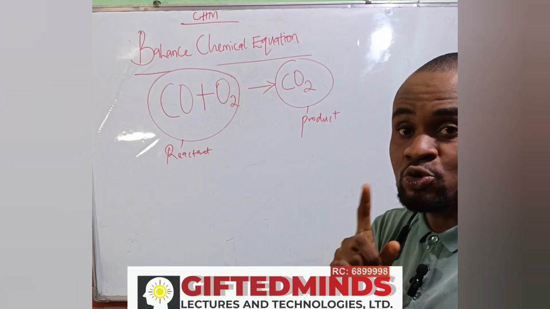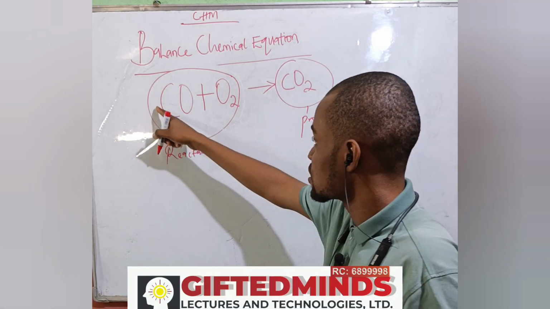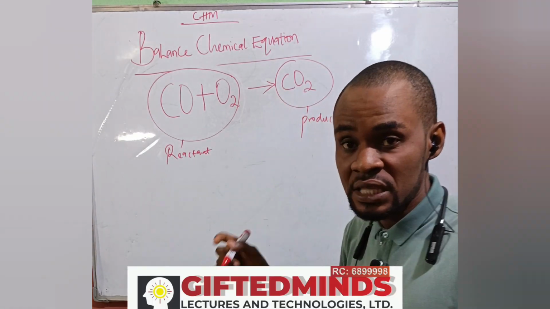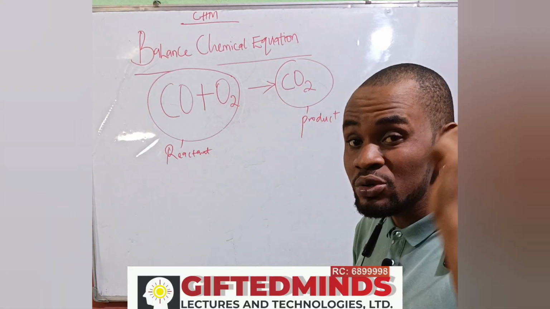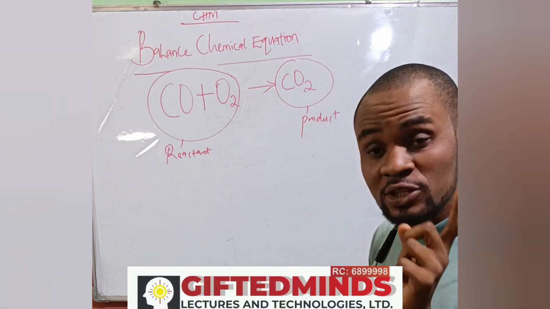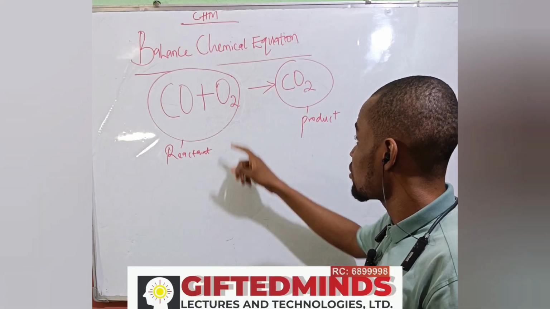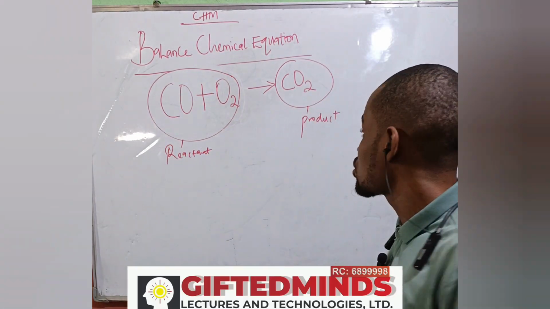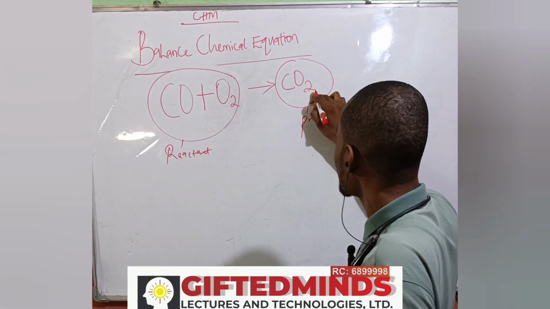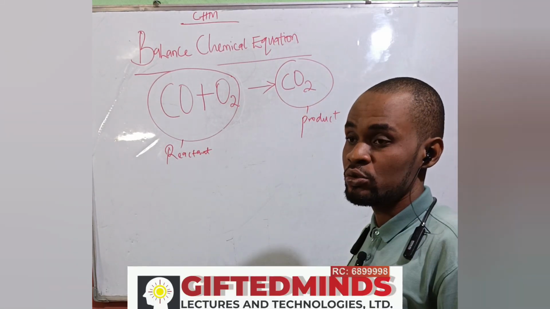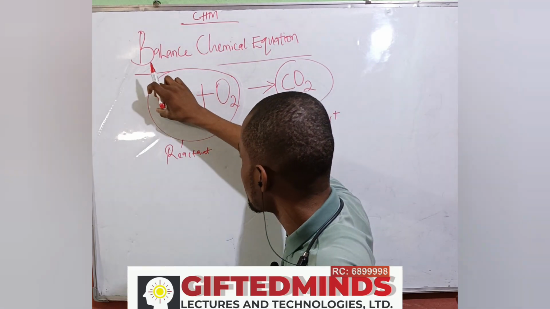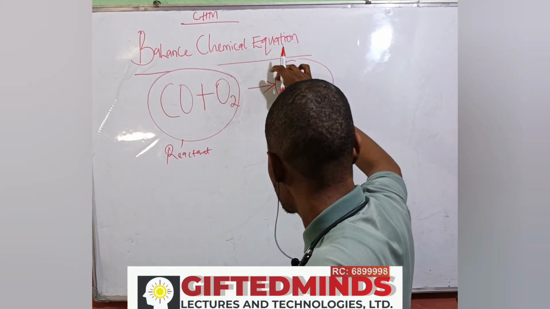Now, what I will do is assign coefficients. That is, put a number here, put a number here, put a number here to ensure it will be balanced. And take note, do not change the subscripts. Because you have three oxygen on the reactant side and two here, you may want to change this place, clean these two, and write three. Don't do that. That is wrong. What you will do is add coefficients: put a value in this place, a value in this place, and a value in this place.